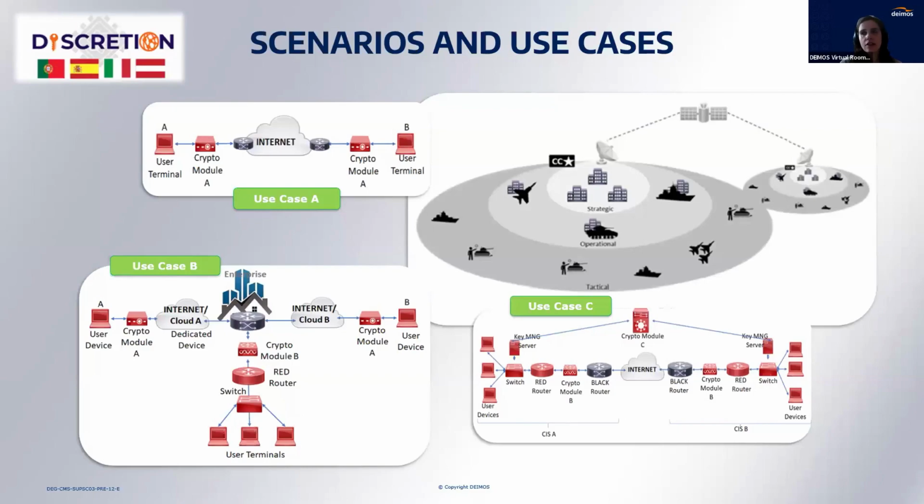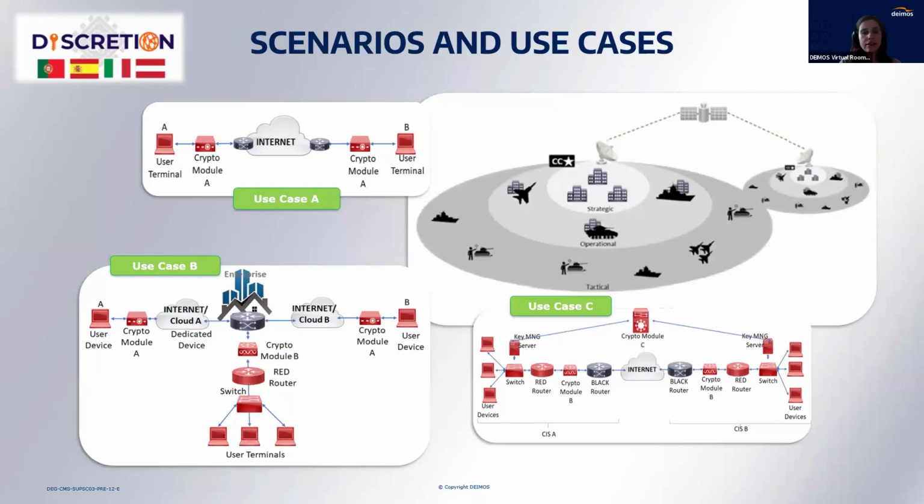These cases are very simple. The first one is an end-to-end encryption use case. It's a communication link between a point A and B, going from the red part, passing through the black, and then going again to the red. And the crypto modules will use the same key to encrypt and decrypt the messages.